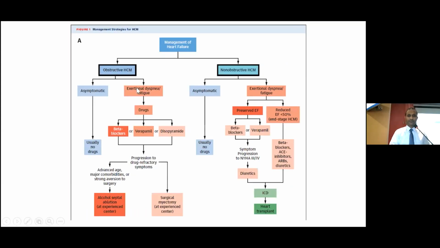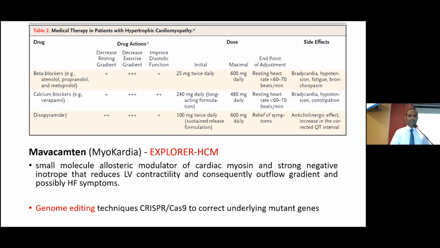Obstructive heart disease: if there's a resting obstruction, you can try either verapamil or beta blockers. If there is obstruction with exercise, beta blocker is the first-line drug. You can also try disopyramide after failing these drugs. And the newer drug is the myosin inhibitor, mavacamten, which was proven in the EXPLORER-HCM trial. And other newer treatments like gene editing are also on the horizon.